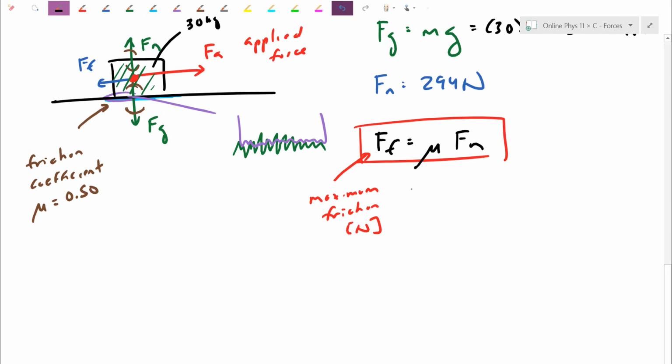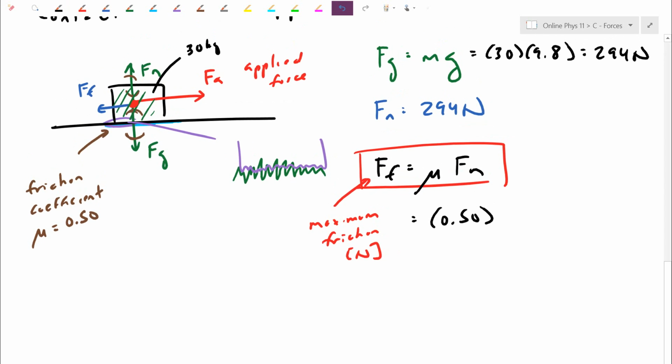So if FF is equal to mu times Fn, mu is 0.50, that's the roughness of the surfaces. The apparent weight that we have is 294. Remember, we had said this 294 essentially is the positive of gravity. Gravity was 294 as well. So therefore, the max amount of friction against me is 294 times 0.5. It's equal to 147. Essentially, there is enough roughness between these surfaces to hold you back by 147.